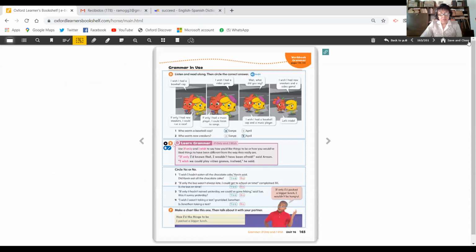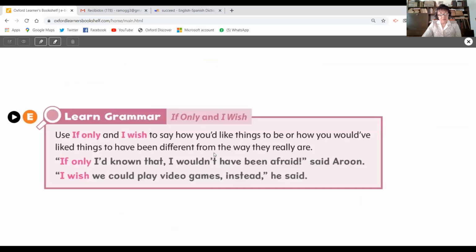Now, let's look at the grammar here, the grammar point. It says, if only and I wish. Use if only and I wish to say how you'd like things to be or how you would like things to have been different from the way they really are. If only I'd known that. This apostrophe D means had, the past of have. If only I had known that. Si tan solo lo hubiera sabido. Remember, had in past means hubiera. If only I had known that, I wouldn't have been so afraid.